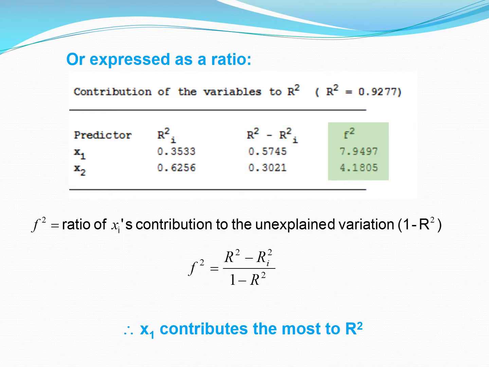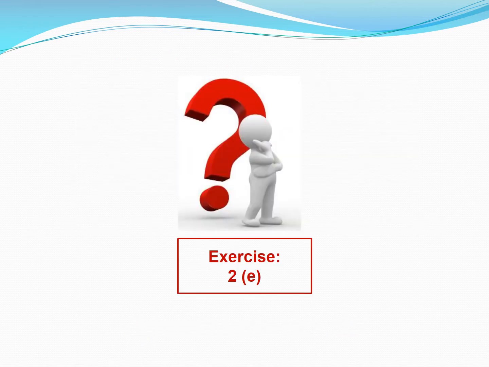Or another measure that you can use is f square in the last column, which is the ratio of a particular independent variable's contribution to the unexplained variation. And here you will also look at the highest value in that column. So x1 will have the highest ratio, so x1 contributes the most to the coefficient of determination. You can then complete exercise 2E at the end of chapter 14, please.